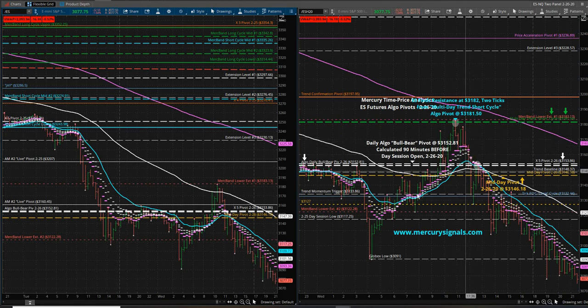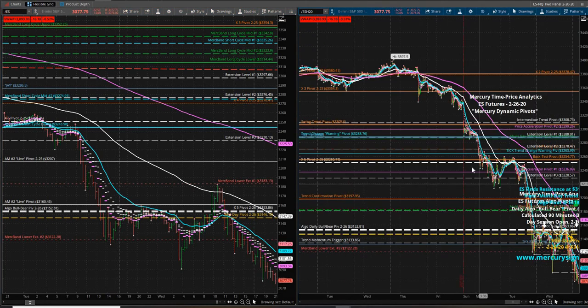But as a rule, when this algo flips within a couple hours like it did here, you're going to get a big move. And I'll show you another example of that. Here's another example where it flipped. Right in here, on Friday, it got long right in here.